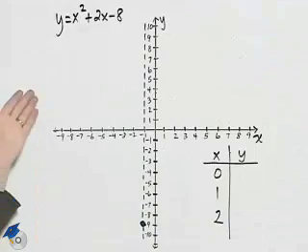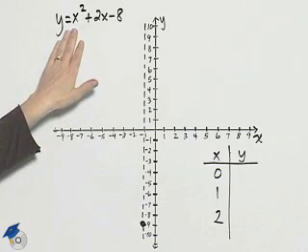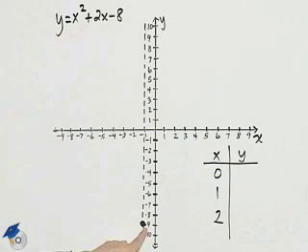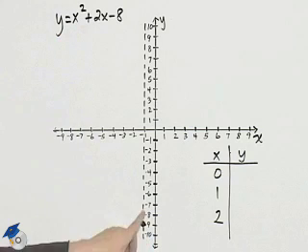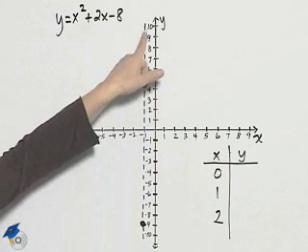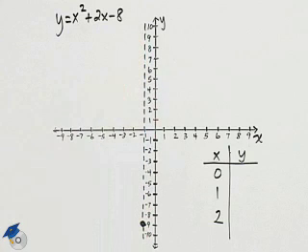Now that we have found the vertex of this parabola, I can graph it. It's at -1, -9. I can also identify the axis of symmetry, which is x equals -1. And notice here I've graphed that, and that will help me as I complete my graph.